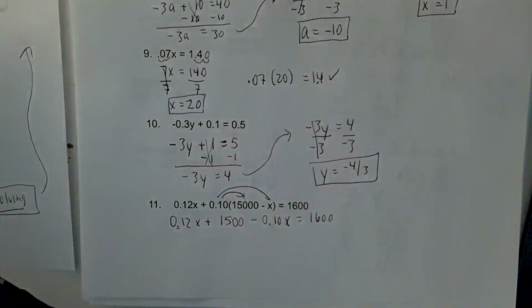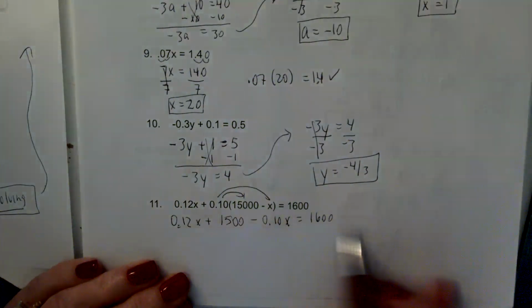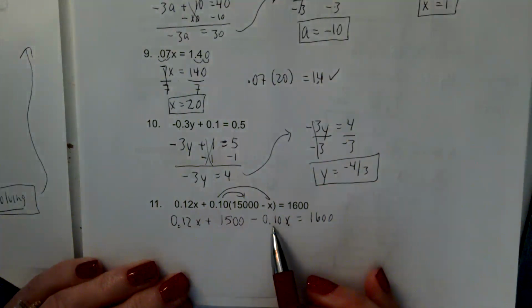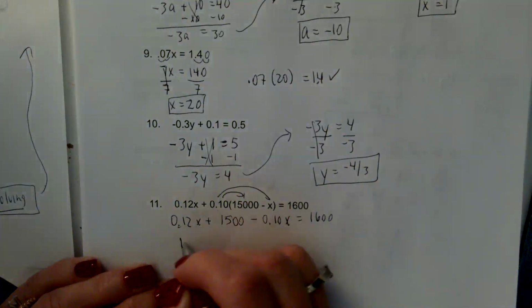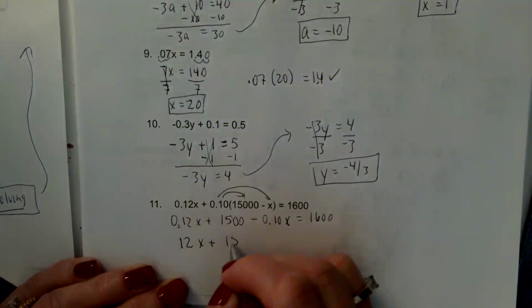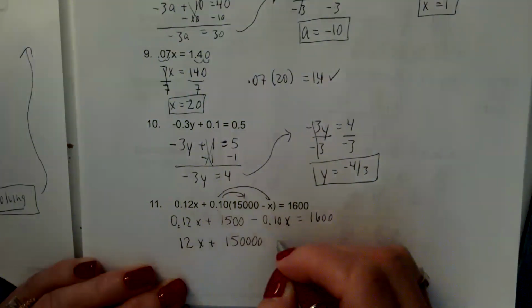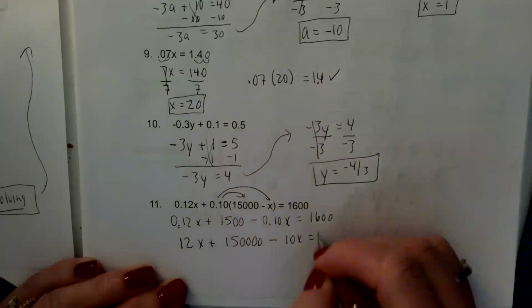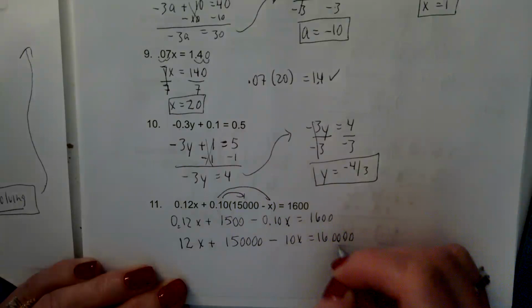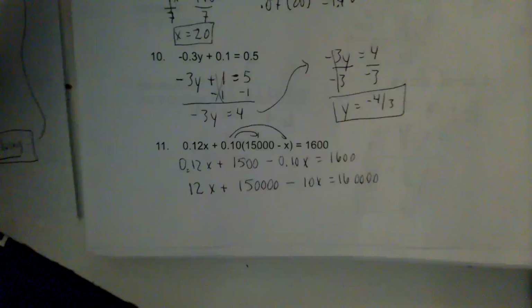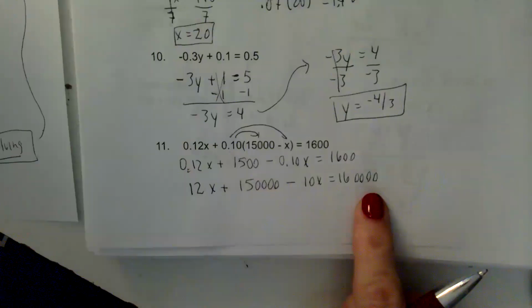Okay. Now, once I eliminated the fractions, then I can go ahead and count how many decimal places I want to move everything. So I'm going to move my decimal places 2 for this 0.12 and 2 for the 0.10. So when I do that, I have 12x plus, I also have to add 2 zeros to this. So this is 1,500 plus 2 more zeros minus 10x equals, and I have to add 2 zeros here, because I moved my decimal place to bigger so that I would have whole numbers. I have to do that for these.